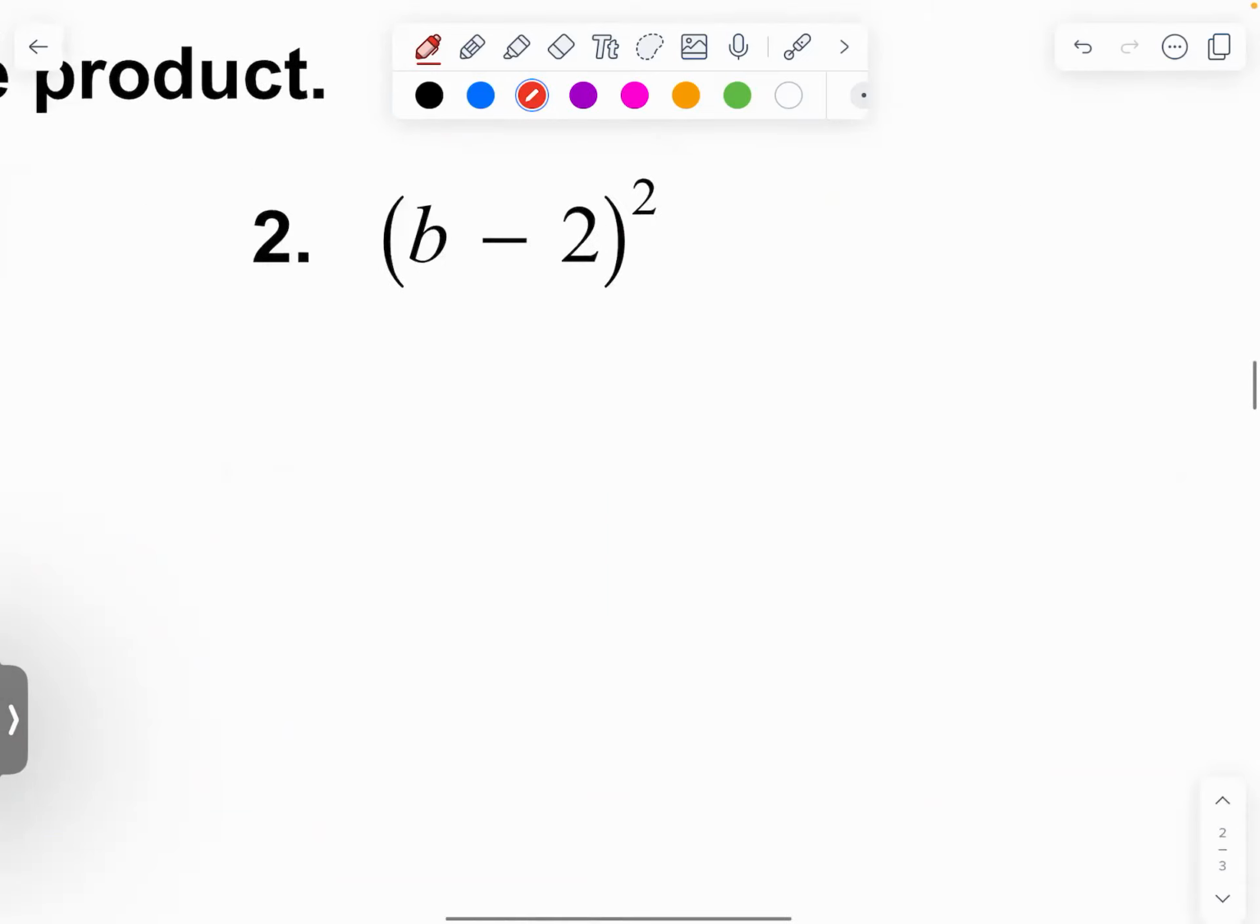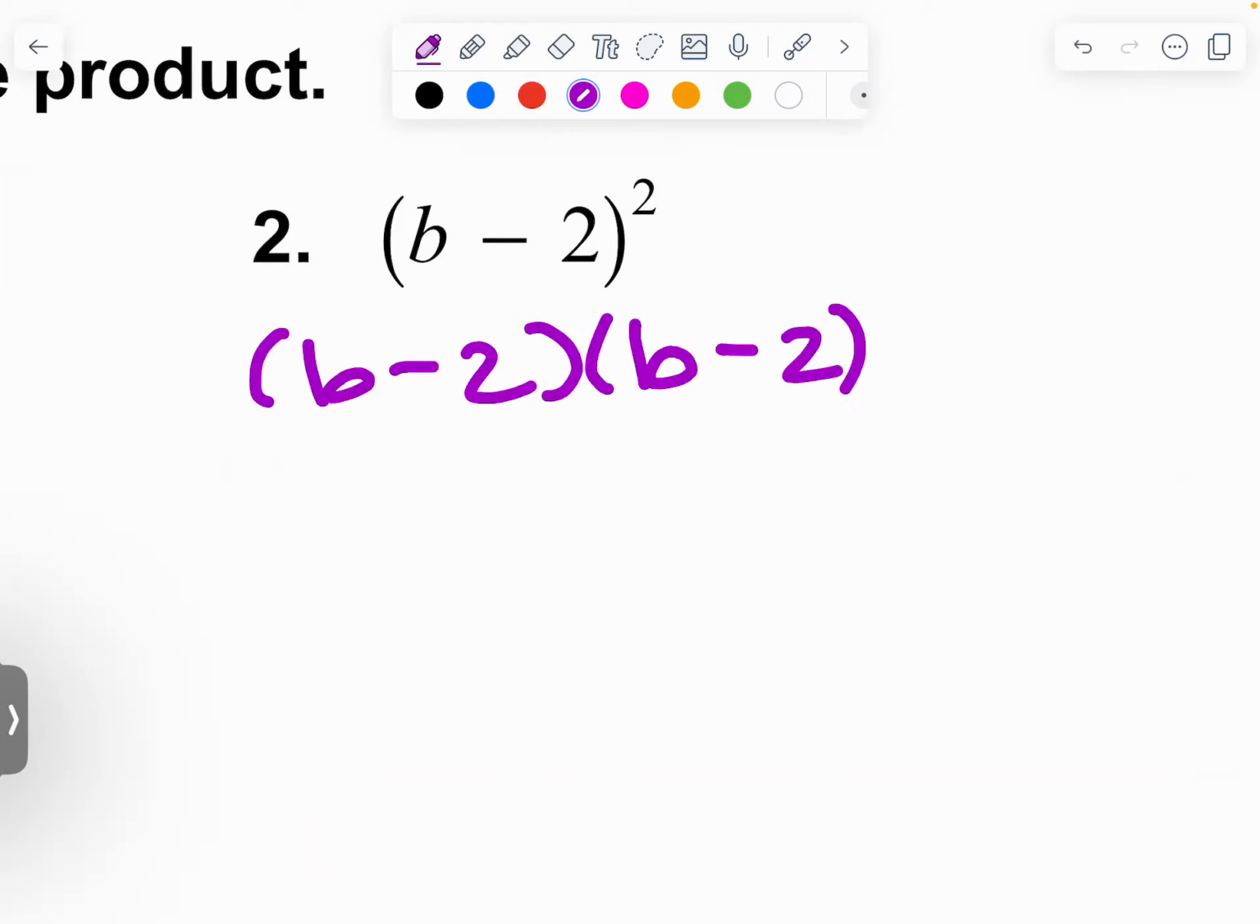Okay, so when we take b minus 2, the quantity squared, that means b minus 2 times b minus 2. And when we multiply that out, Allison, what do we get? Do you agree with Allison?